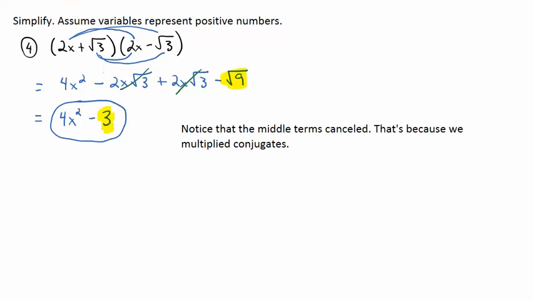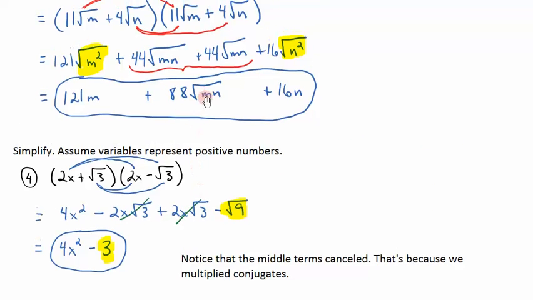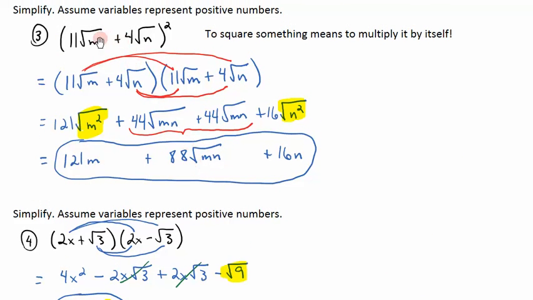All right. If you look back at the previous example, it was similar. 11 square root of m plus 4 square root of n. It wasn't multiplied by its conjugate, it was multiplied by itself. So what you saw in the middle here was they didn't cancel. You didn't have a plus and a minus, you had a plus and a plus. When you multiply something by itself, the two terms in the middle will always combine to double. So instead of having 44 of them, you had two 44s, which gave you 88 of them.